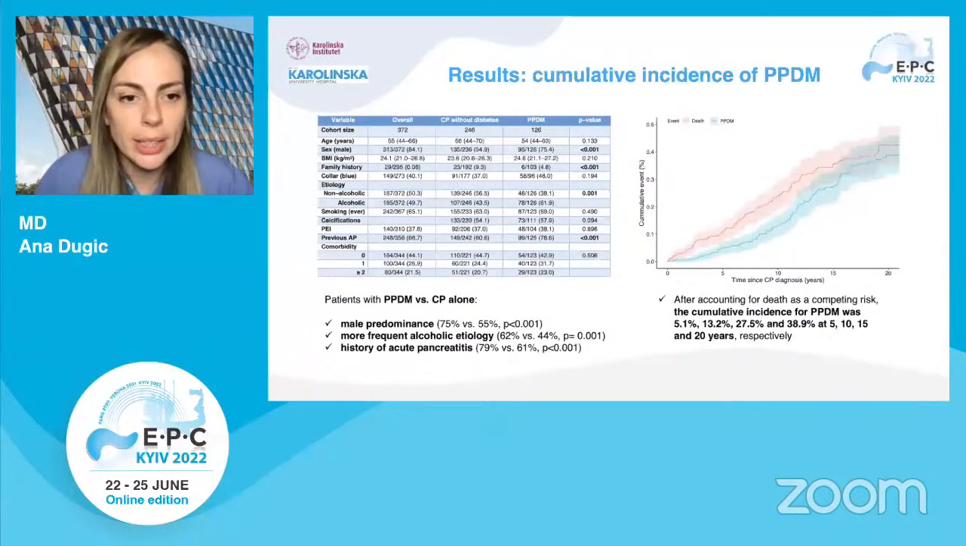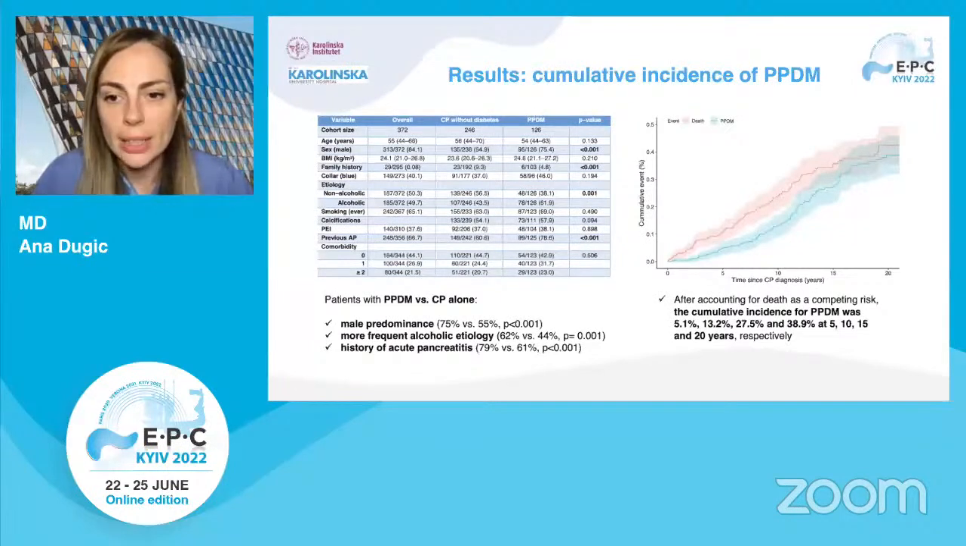These are our data. They indicate that patients with PPDM, in comparison to patients with chronic pancreatitis alone, had male predominance, more frequent alcoholic etiology, and more frequent history of acute pancreatitis.